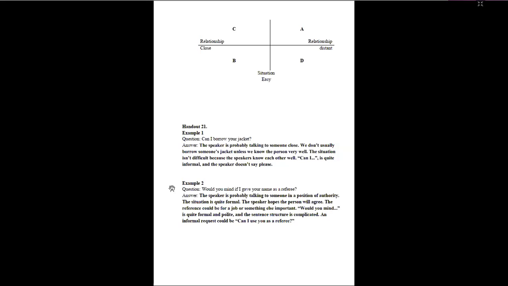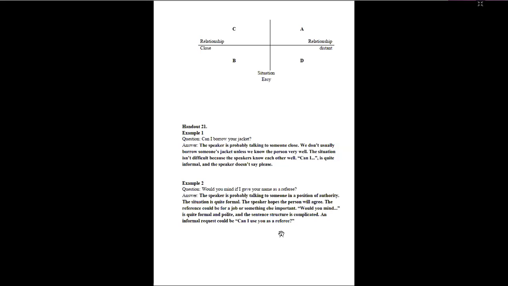Example 2, question. Would you mind if I gave your name as a referee? Answer. The speaker is probably talking to someone in a position of authority. The situation is quite formal. The speaker hopes the person will agree. The reference could be for a job or something else important. Would you mind is quite formal and polite, and the sentence structure is complicated. An informal request could be, can I use you as a referee?